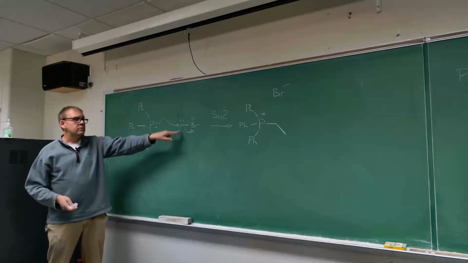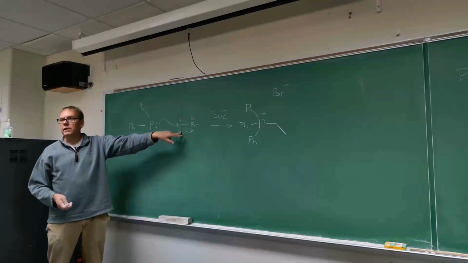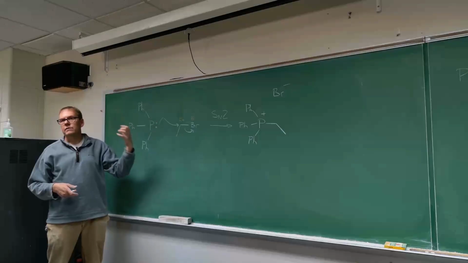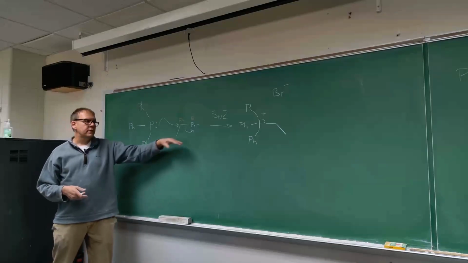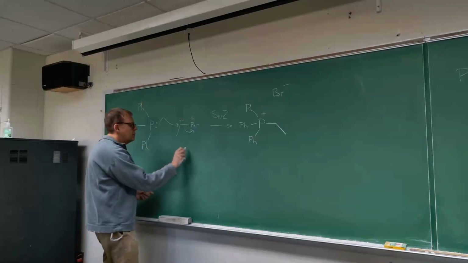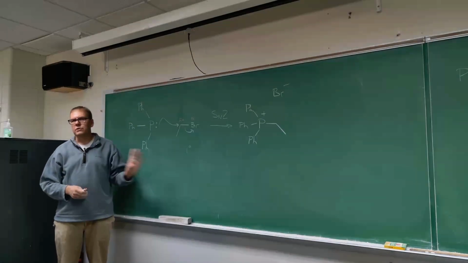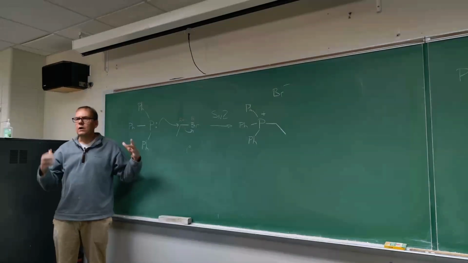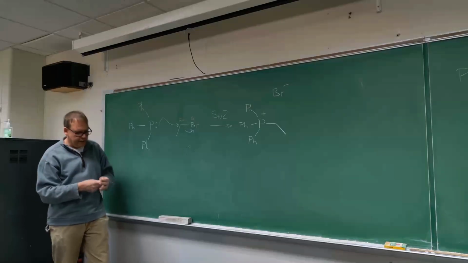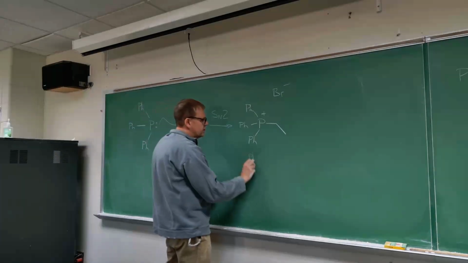Steric hindrance matters in this step. So if you're trying to make a phosphonium salt, remember SN2 has certain limitations and steric hindrance is one of them. This is one that's going to work well because this is a primary alkyl halide. But secondaries aren't so good, and tertiaries don't work at all. So we'll talk about that next time and the limitations that you have in making a phosphonium salt. But this is a phosphonium salt.